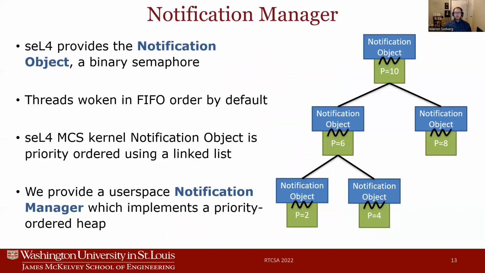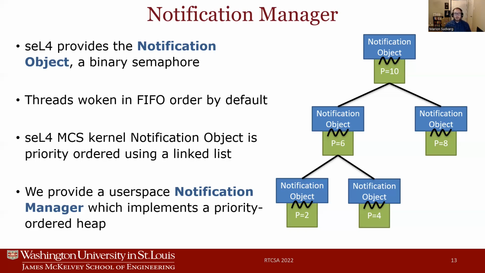So our framework provides this user space object called a notification manager. The reason being that the seL4 kernel provides a primitive called a notification object, which is a binary semaphore that can serve as a lock or a signaling endpoint. The problem with the notification object is that by default, threads are awakened in FIFO rather than priority order. Even under the seL4 mixed criticality systems kernel, which does wake threads in priority order, the notification object is structured as a linked list, which has poor asymptotic behavior.